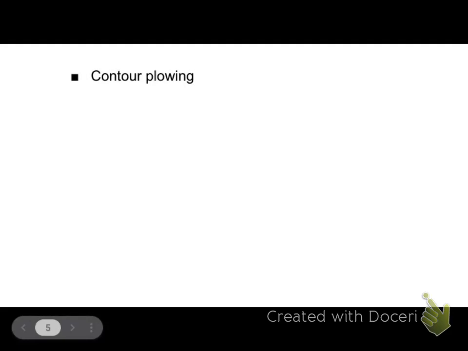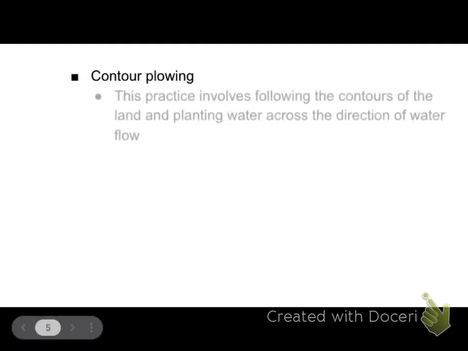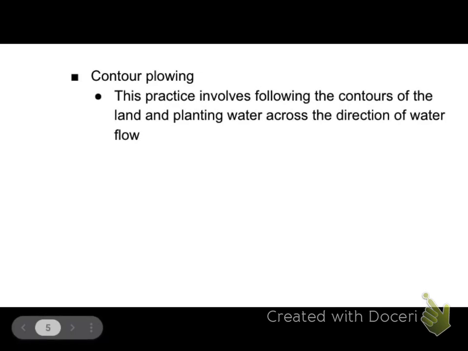Contour plowing is another method that we use sometimes. This practice involves following the contours of the land and planting across the direction of water flow. So instead of planting your crops with the direction that water is flowing, which would allow the water to move freely across your field, if you plant in rows that cut across where the water flows, then you will start to obstruct water flow. And so it'll keep the water on the field more and keep it from flowing off of the field.